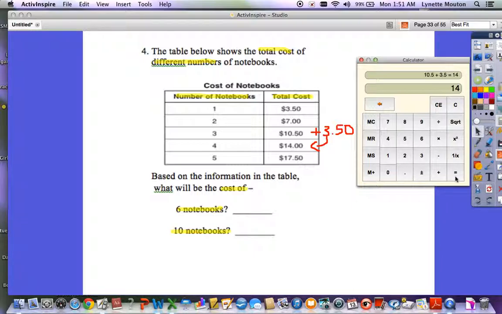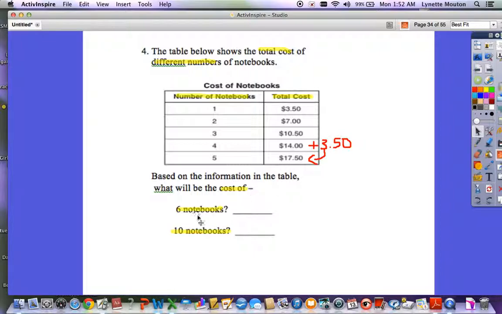350. Remember, the calculator doesn't make choices for you about answers. It can only do what you put in. So it's a good example of what not to do with the calculator, because if you put in the wrong numbers, it will absolutely give you the wrong answer. So now we're to $14 plus another $3.50 gives us right here $17.50.